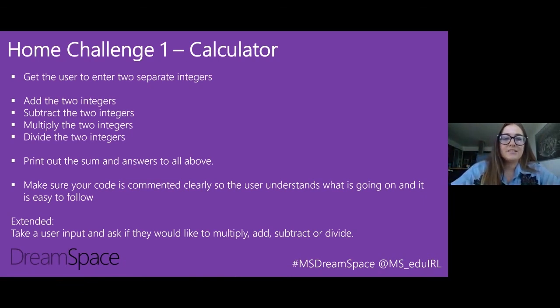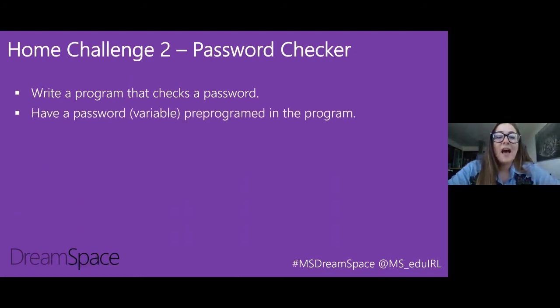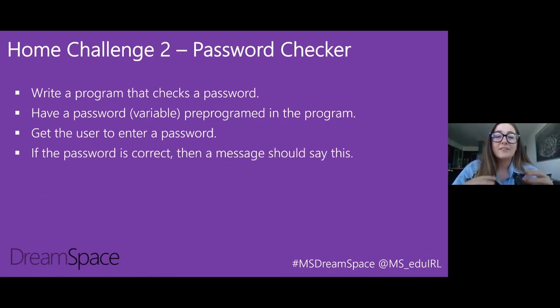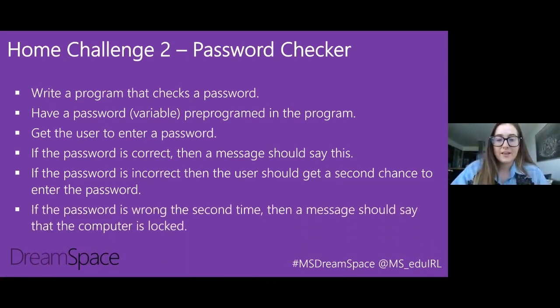Now, your second home challenge is a password checker. So you want to write a program that checks a password. Have a password variable pre-programmed in the program. Get the user to enter a password. If the password's correct, you're going to print a certain message. If it's incorrect, you'll print a separate message. And if the password is wrong for the second time, then a message should print to the screen that says the computer is locked. So that's your second home challenge.